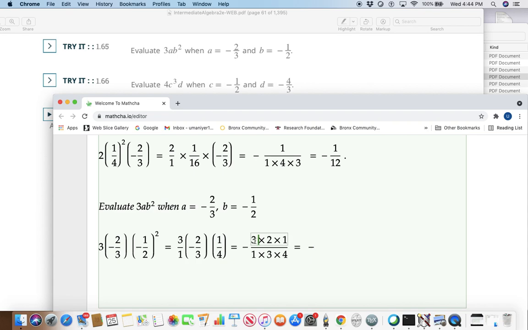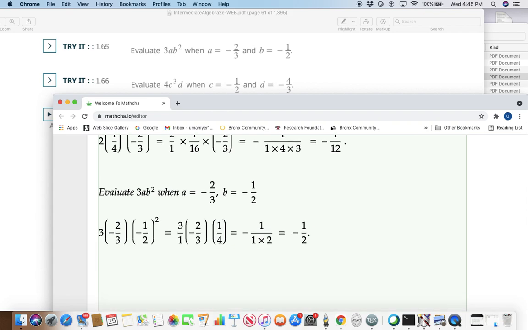3 reduces with the 3. 2 reduces with the 4. And that's about it. Fraction 1/2.